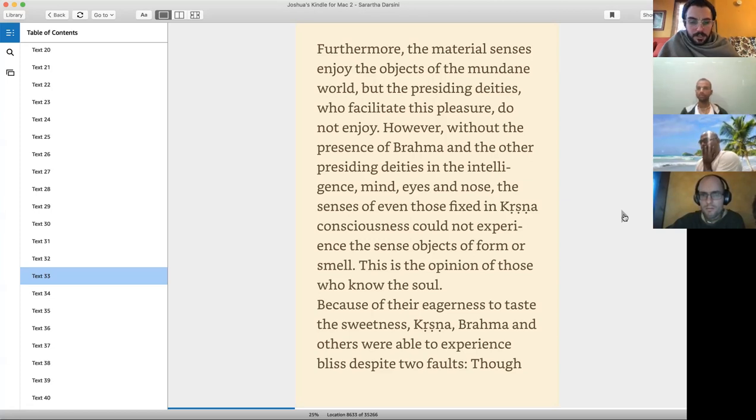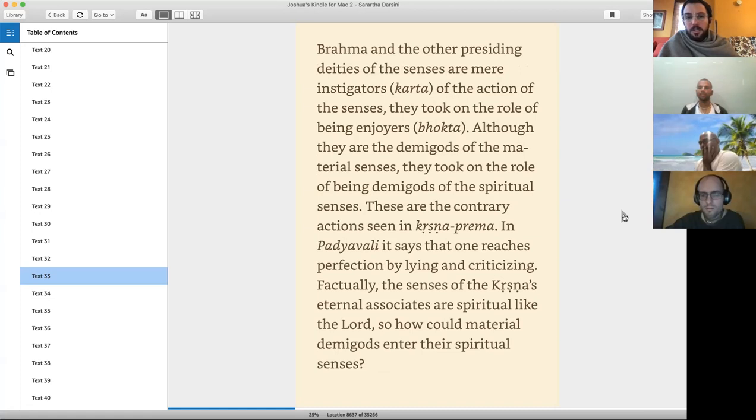Because of their eagerness to taste the sweetness of Krishna, Brahma and others were able to experience bliss despite two faults. Though Brahma and the other presiding deities of the senses are mere instigators, karta, of the action of the senses, they took on the role of being enjoyers, bhokta. Although they are the demigods of the material senses, they took on the role of being demigods of the spiritual senses. These are the contrary actions seen in Krishna Prema. In Padyavali, it says that one reaches perfection by lying and criticizing.